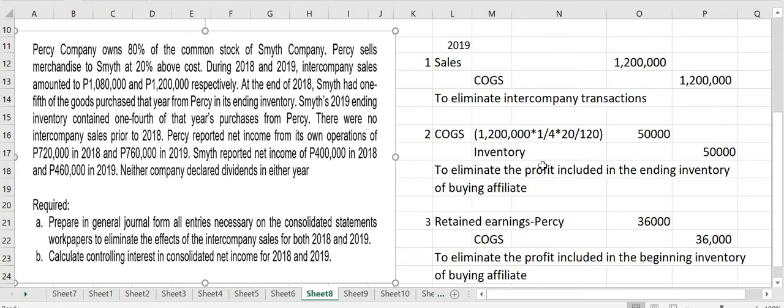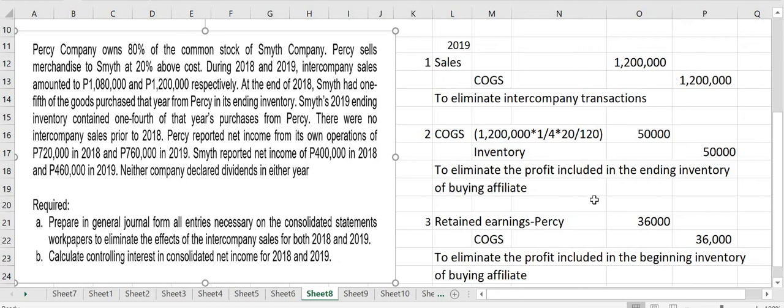Okay, and since 1/4 of the inventory remained in the balance sheet of Smith, yung markup sa ending natin is computed by 1.2 million times 1/4 to get the ending inventory. To determine the markup, you multiply it with 20 over 120. Therefore, the markup is 50,000. Ito yung markup sa ending inventory na report ni buying affiliate. So, to eliminate the profit included in the ending inventory, we'll debit cost of goods sold, credit inventory for 50,000.